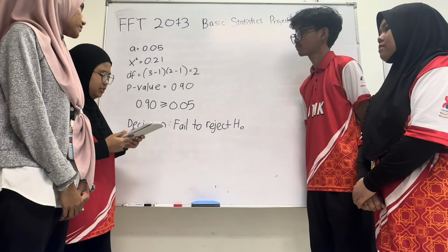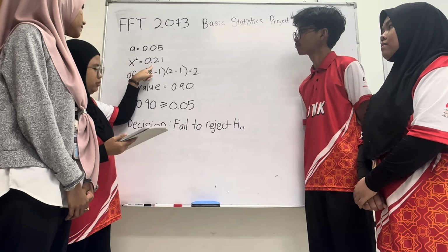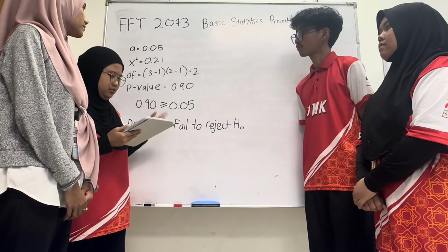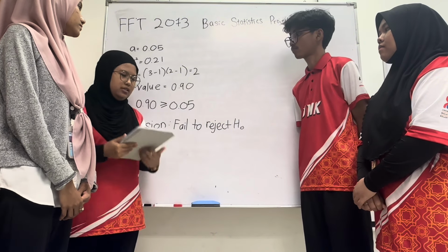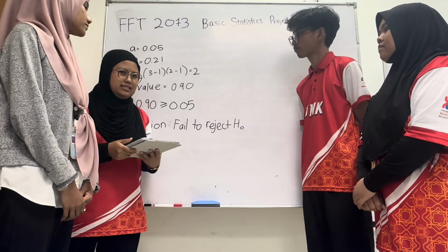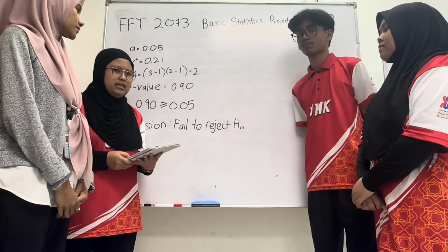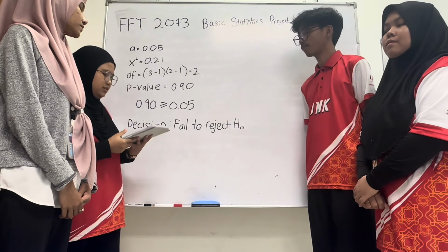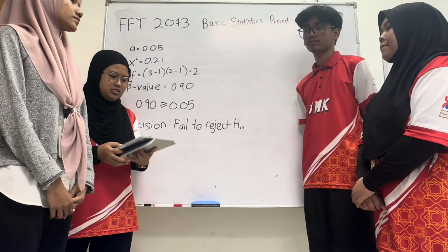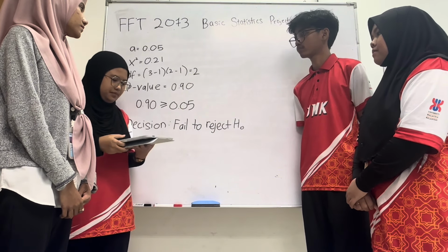For the chi-square test result, the chi-square obtained is 0.21, and the corresponding p-value is 0.90. Since the p-value of 0.90 is greater than the significance level of 0.05, we fail to reject the null hypothesis. This result indicates that there is no statistically significant relationship between the diet type and disease resistance among the patients.